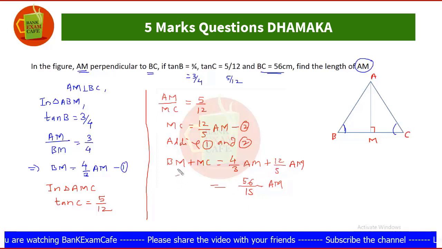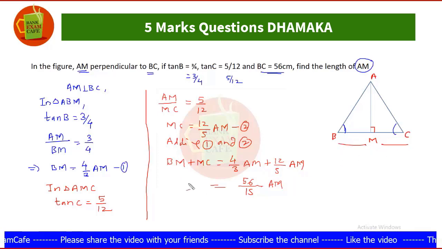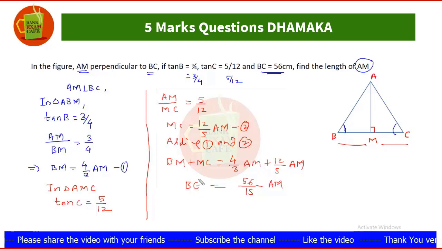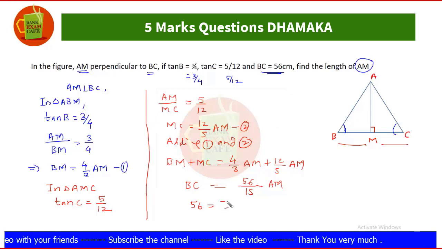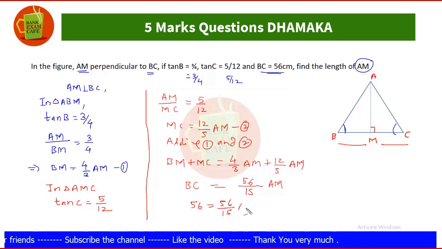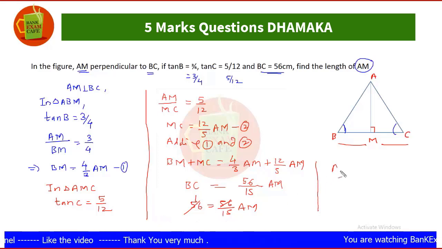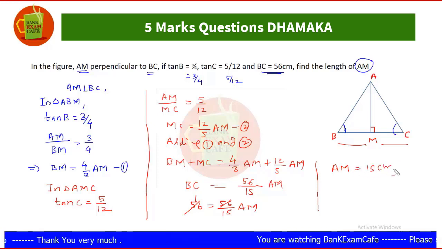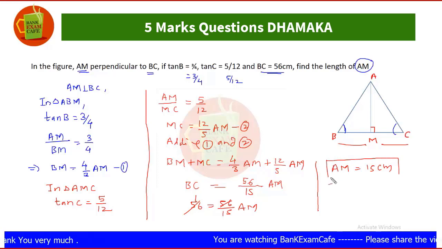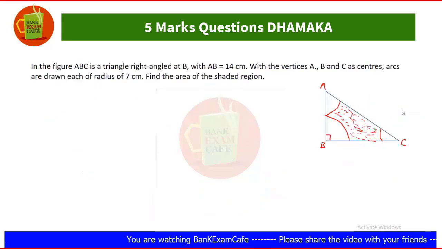But BM plus MC will be equal to BC. So this can be replaced by BC, but BC is given as 56. So this will be 56 is equal to 56 by 15 AM. Here 56 and 56 will get cancelled. Take 15 to other side, and so we will get AM is equal to 15 centimeter. So this altitude we have got as 15 centimeter.